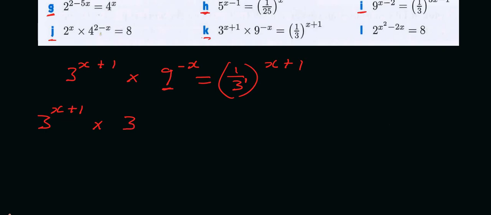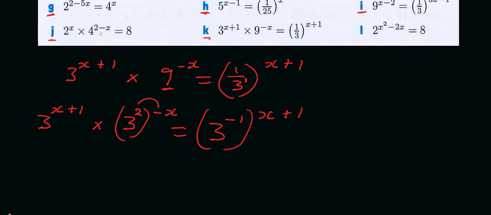Times 3 exponent 2 negative x, equal to 3 exponent negative 1 times x plus 1. So now let's distribute this. Let's use this to multiply this. So this will give us 3 exponent x plus 1 times 3 exponent negative 2x, equal to 3 exponent negative 1 parenthesis x plus 1.